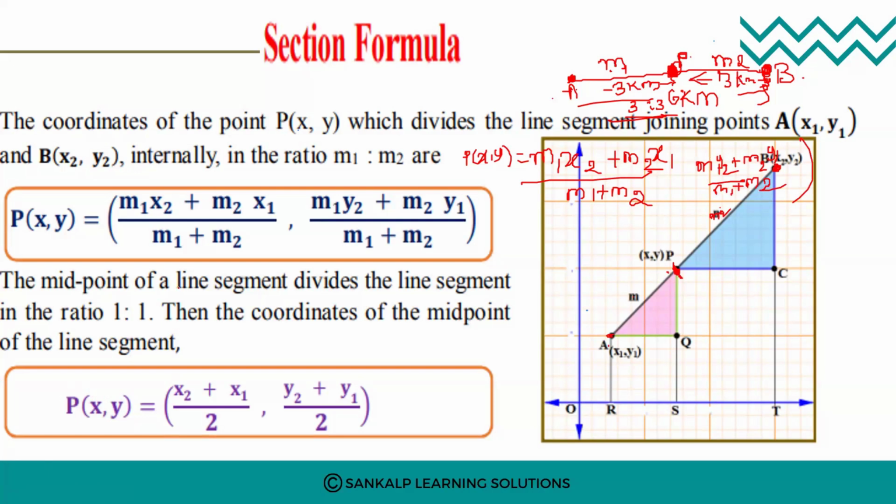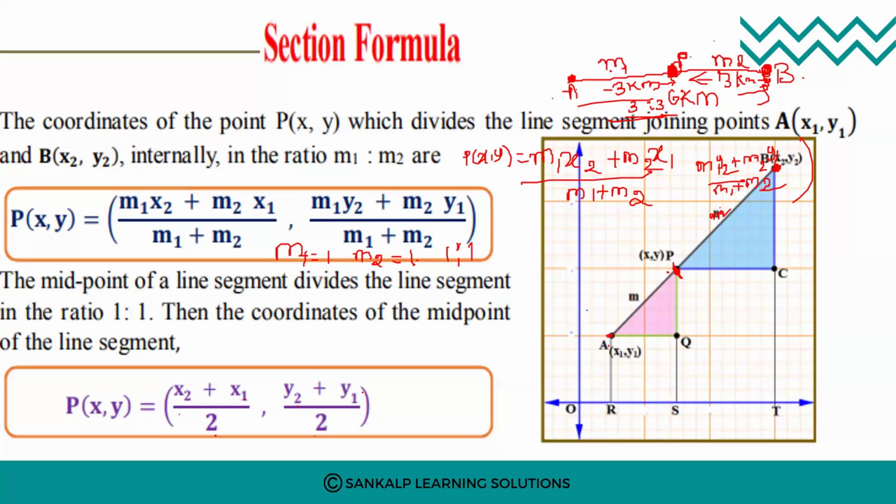The midpoint of a line segment divides the line segment in the ratio 1 is to 1. Then the coordinates of the midpoint of the line segment: if m1 is equal to 1 and m2 is equal to 1, that means the line divides in the ratio 1 is to 1. Then you will get x2 plus x1, that is m1 is 1, 1 into x2 is x2, m2 is 1, 1 into x1 is x1, so x2 plus x1 divided by 2, y2 plus y1 divided by 2.